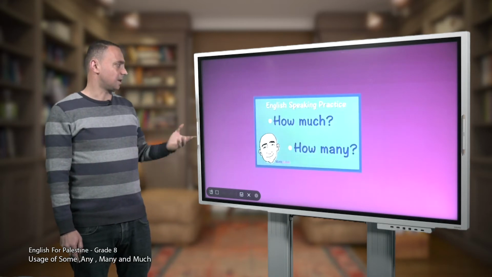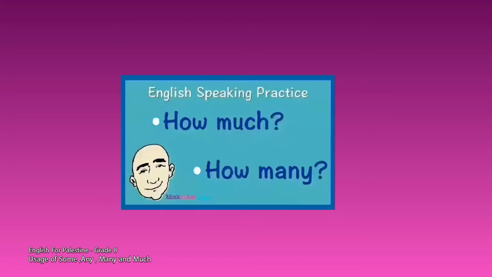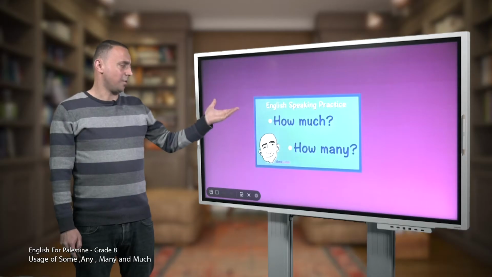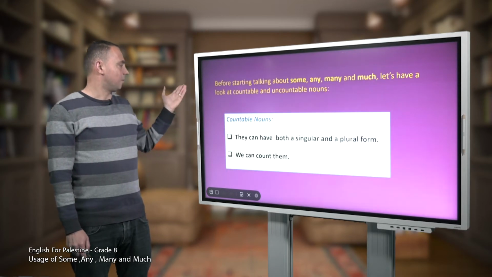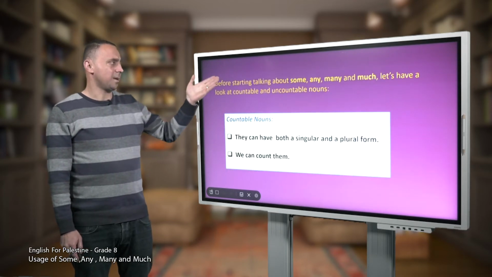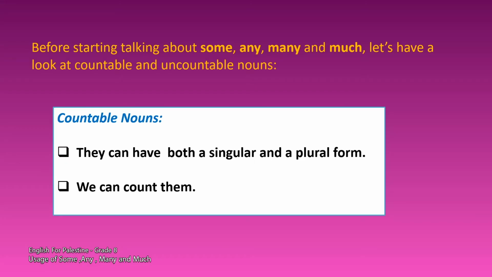Let's get started. How much and how many? In this part, we are going to learn how to use how much and how many. Now, before starting talking about some, any, many, and much, let's have a look at countable and uncountable nouns.